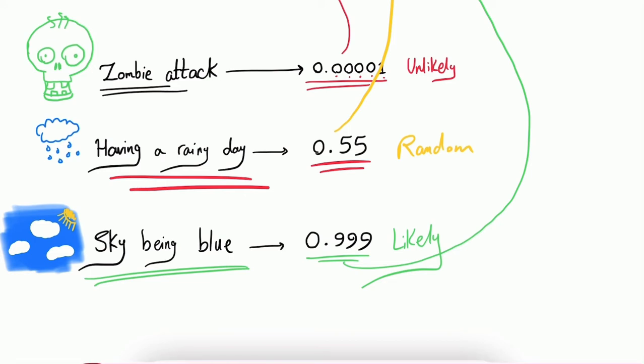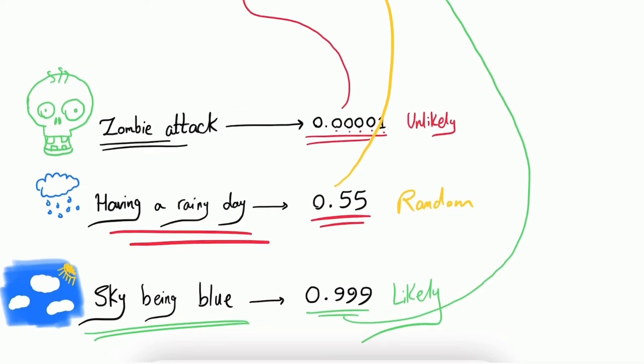One other important point I would like to mention here is that sometimes in people's speech you may hear that these probabilities are reported in percentage. So for example, suppose that the weatherman says, instead of 0.55, that the probability of having a rainy day is 55%. But notice that these two values are exactly the same because 55% means 55 over 100, which equals 0.55.